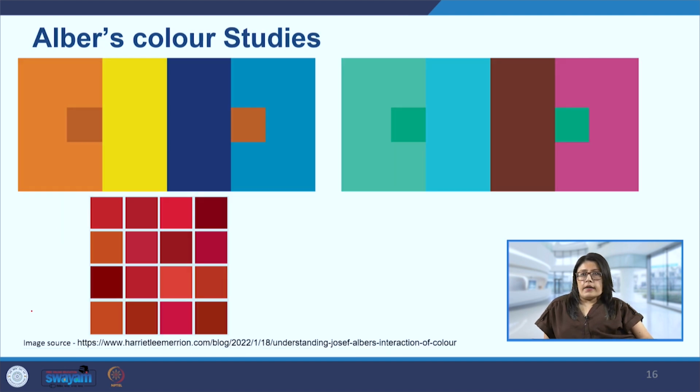And the next important person is Josef Albers. He was a German-born American artist and educator, and he's considered to be one of the most influential teachers in the US in the 20th century. Albers was very interested in understanding how people perceive color, because he considered that color can be very misleading, that color is not what it seems.